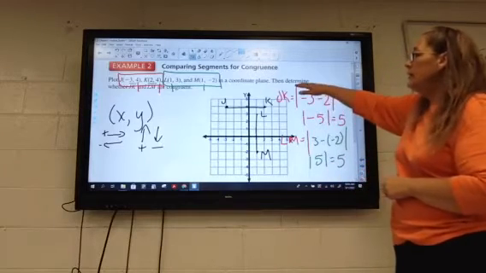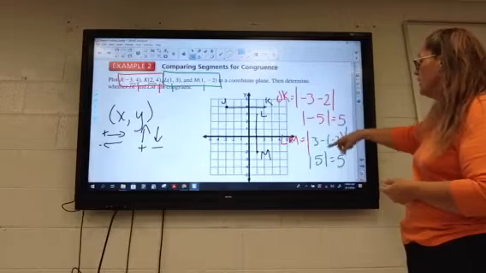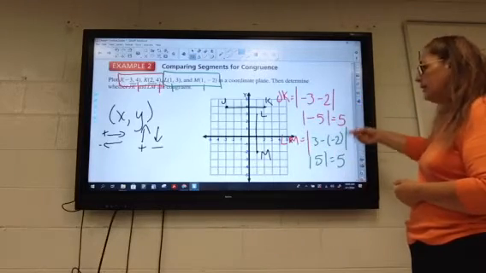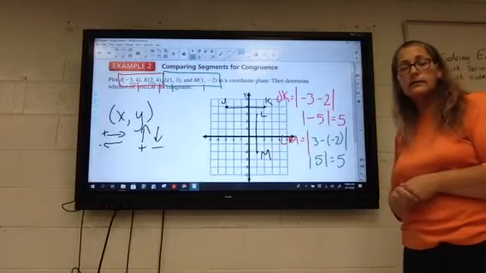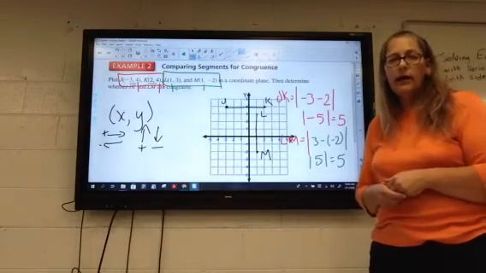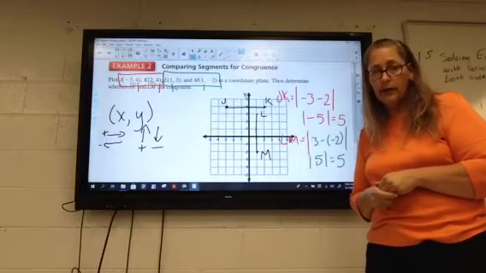So, are JK and LM congruent? Are these numbers the same? That's all it's asking you. Determine if they're congruent. Yes, they are. And you showed it algebraically.